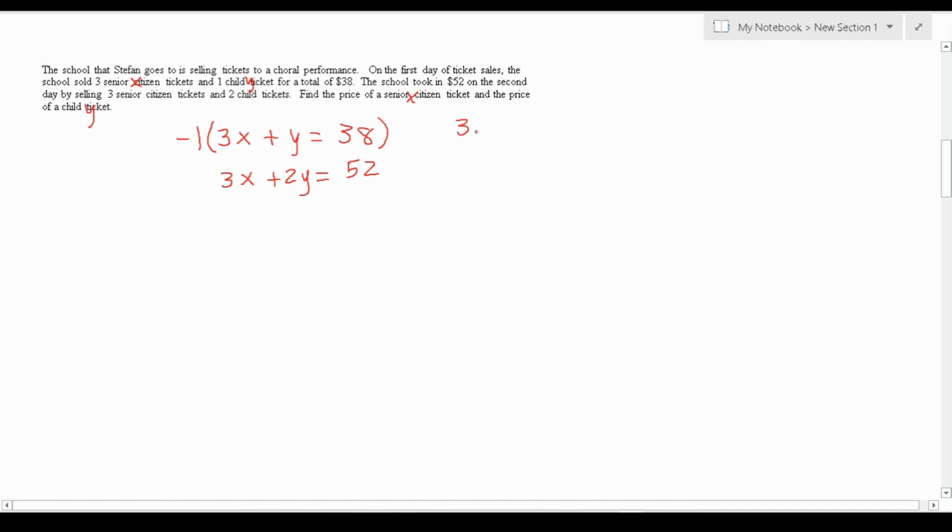We have 3x + 2y = 52. Again, I'm just copying this bottom equation over here so my work stays organized as I add these two together. And then I'm going to multiply everything here by this -1. So 3x times -1 is -3x. y times -1 is -y. And 38 times -1 is -38.